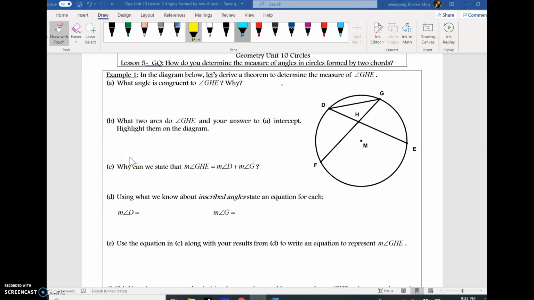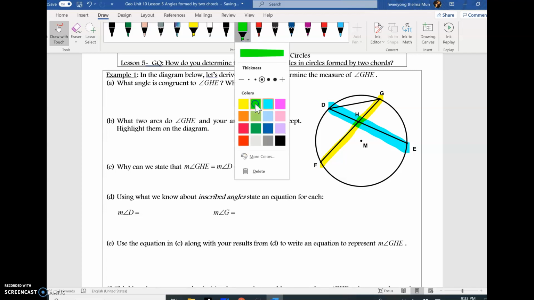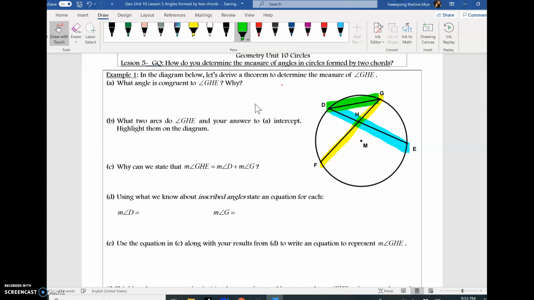So today we're going to talk about how to find angles formed by two chords. So let's take a look at the diagram here. If you take a look, how many chords do we have in this diagram? So we have GF, there's one. We have HE, there's another one. And we have another one, which is DF. So we have technically three chords.